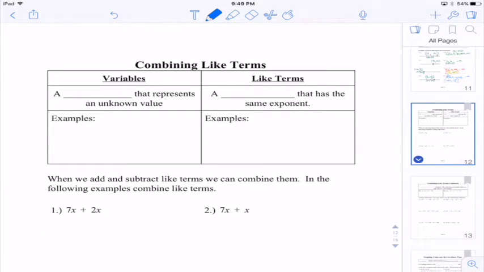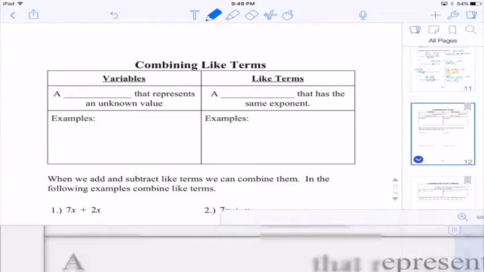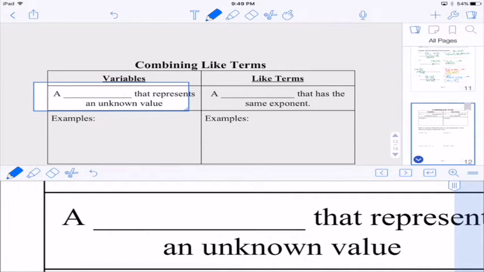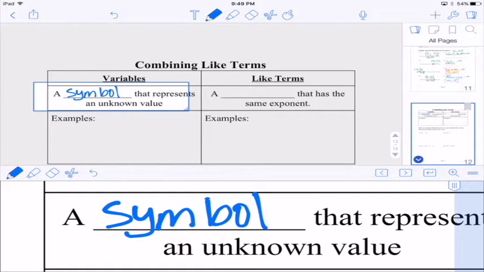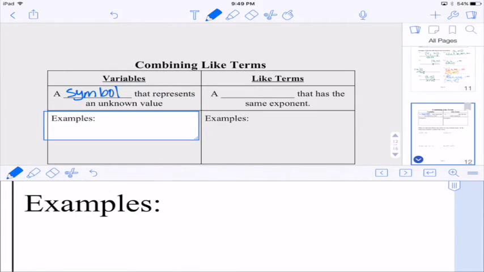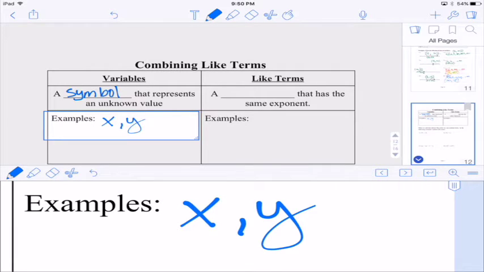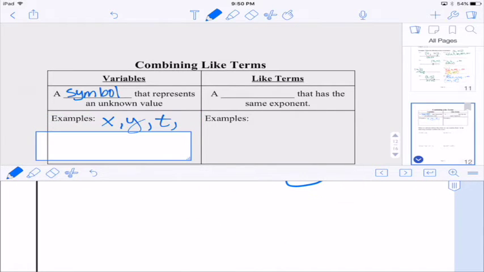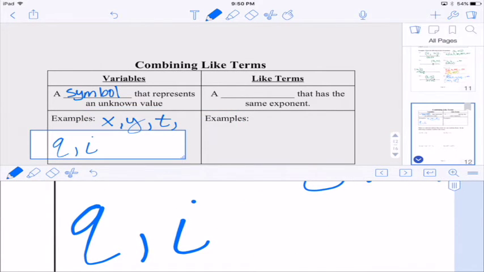When we combine like terms, you need to know the difference between variables and like terms. So a variable, I believe you know this, is a symbol that represents an unknown value. Examples of symbols that represent unknown values, of course, are x and y. Those are our favorites, but you can really use any symbol. You could use t, you could use q. Some people like i. Notice how when I do my t's and i's, I always put the little curve. Same with j. We like to have the little curl on the end so we know what's going on.